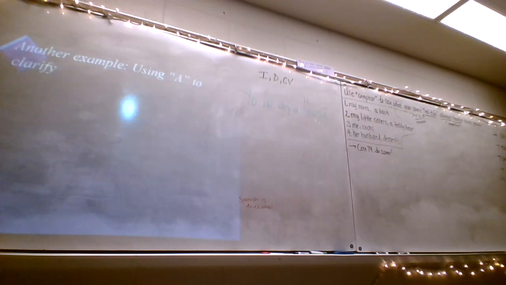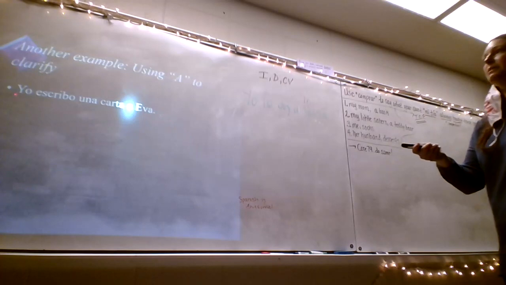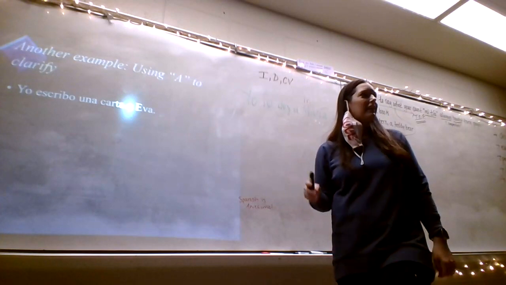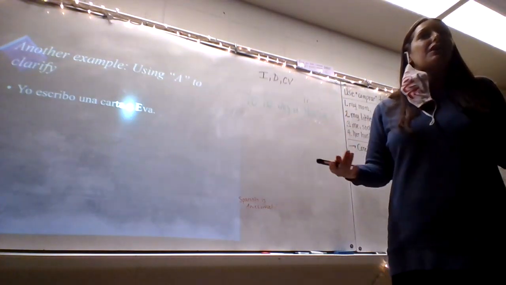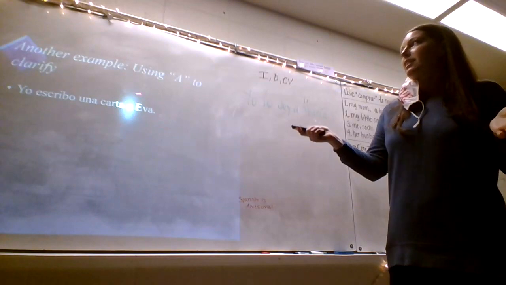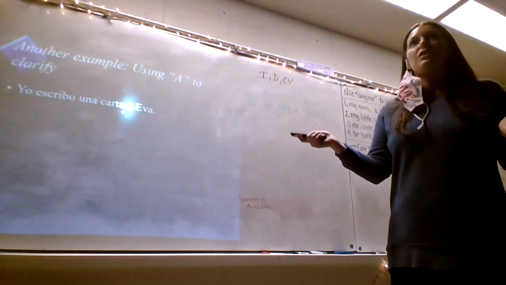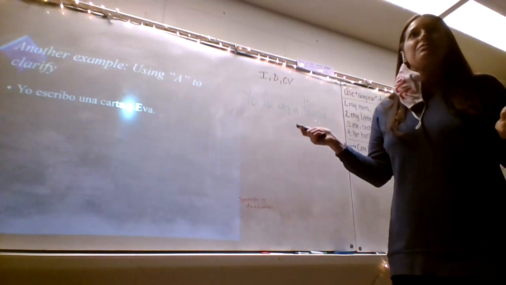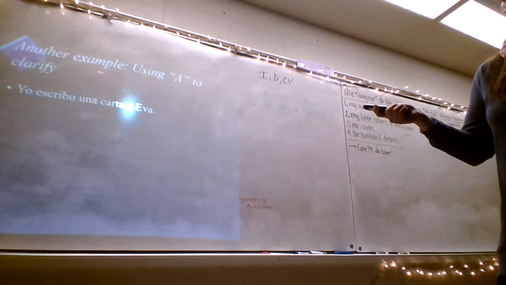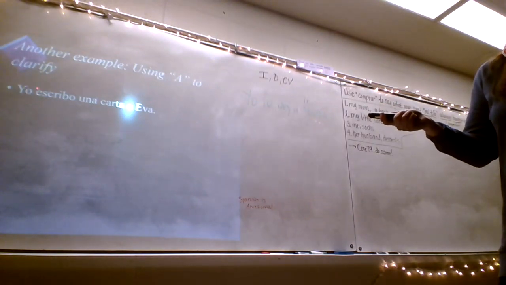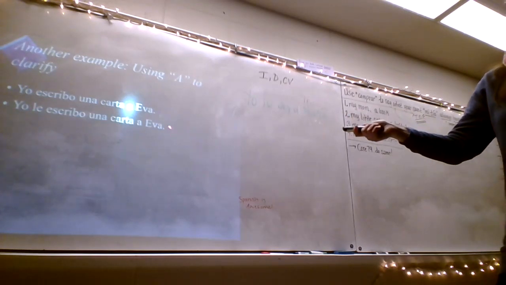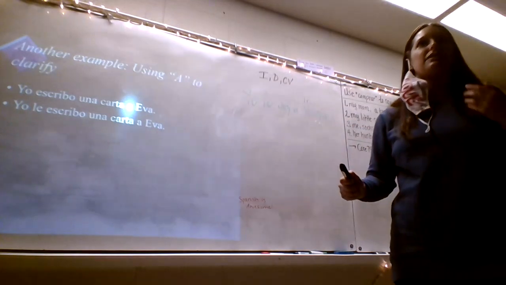Alright, good? Okay. Here's another example. Yo escribo una carta a Eva. I write a letter to Eva. So, how would I take away Eva and make the indirect object pronoun in there? How do I say I write the letter to her? What do I replace Eva with, Carlos? Yes, where does it go? Before the conjugated verb, right? Okay. Yo le escribo una carta a Eva. There you go. I kept a Eva, that way we know who the le is if it's vague.